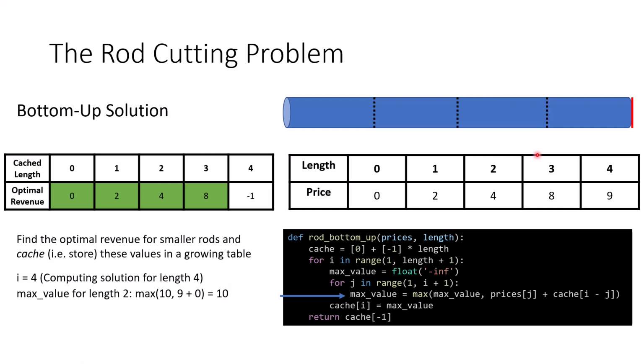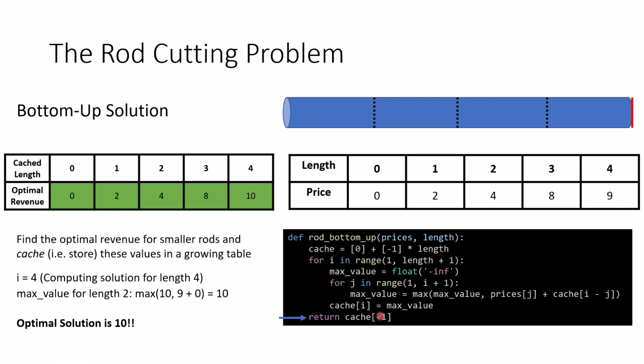And then we consider just not cutting the rod at all, which is like 4, and that's just going to be 9, right? So it's going to be 9 plus 0 length optimal cost, which is 0. 10 versus 9, 10 is still going to win, and then we update our cache accordingly. And what are we going to return at the end? Well, 10 is just going to be the last value.